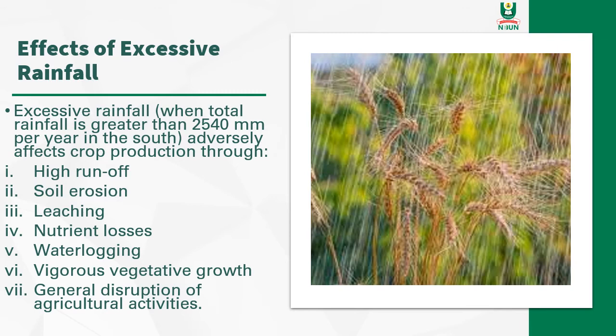Also nutrient losses: when you're leaching, it leaches the nutrient along with it deep down into the soil where the roots cannot reach it. Also waterlogging, which causes poor aeration, because when the soil is waterlogged, the plant cannot breathe. Also vigorous vegetative growth. Yes, you have a lot of weed on the field when there's water. Every crop is happy, including the weeds.